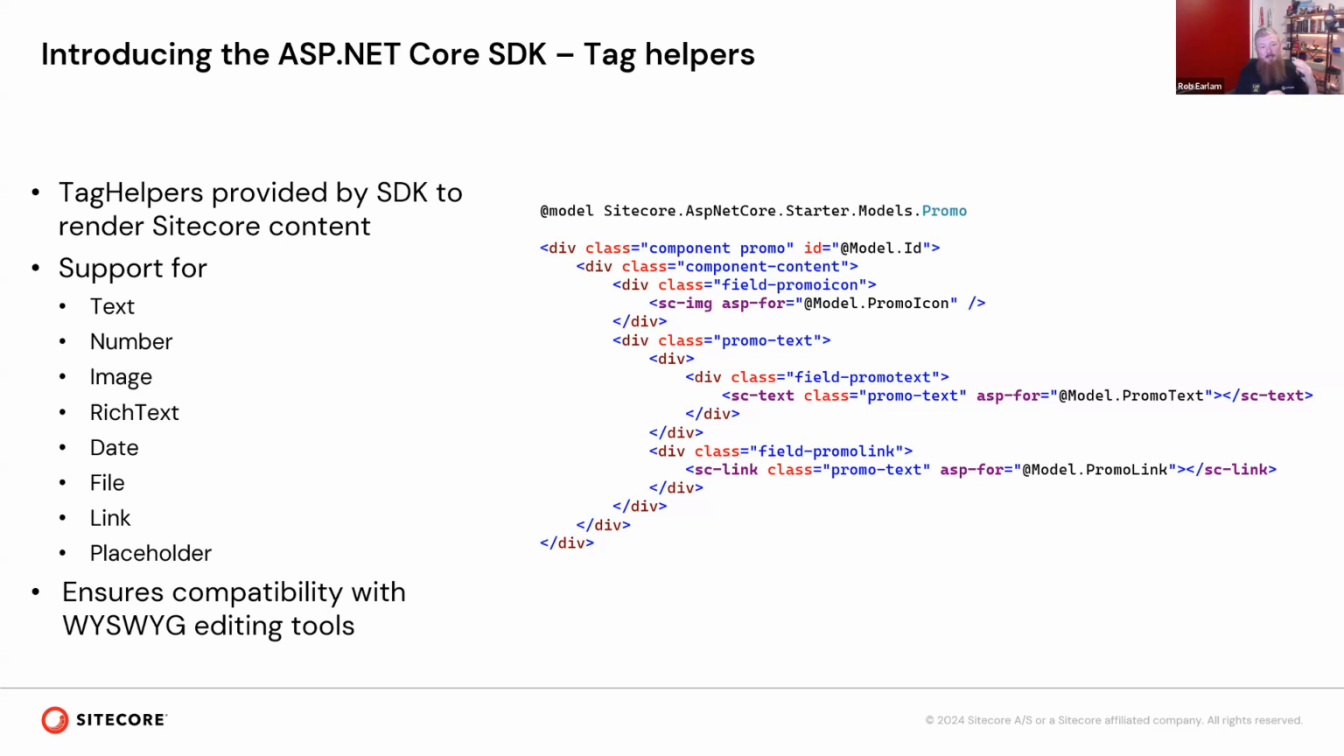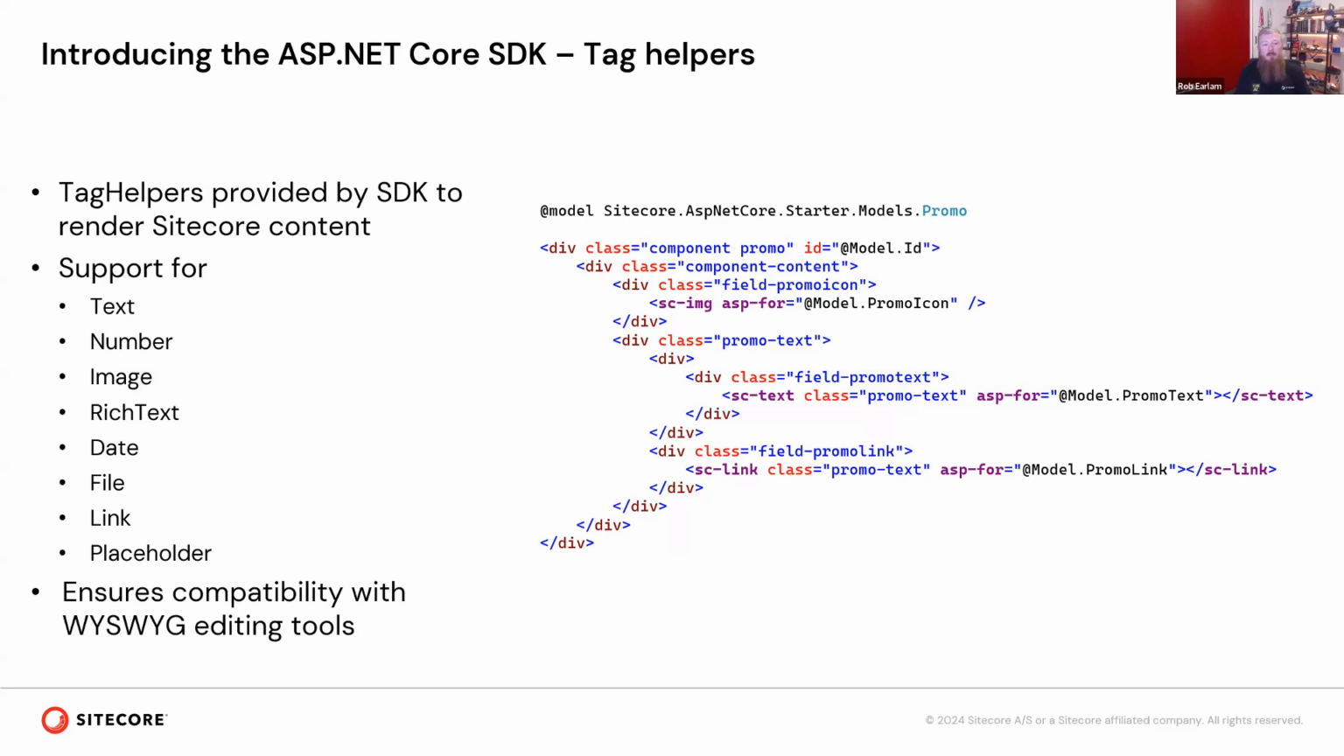If you look below there, you can see the markup that's rendered, and in there you can see the tag helpers in action. First up, we're using the SC image tag helper to render the image. Then we're using the SC text tag helper to render the text field. And finally, the SC link tag helper to render the link. You might ask why we're using these tag helpers and not just traditional HTML elements. Why don't we just use an anchor tag for the link? Why don't we just use an IMG tag for the image? The reason for that is editor compatibility.